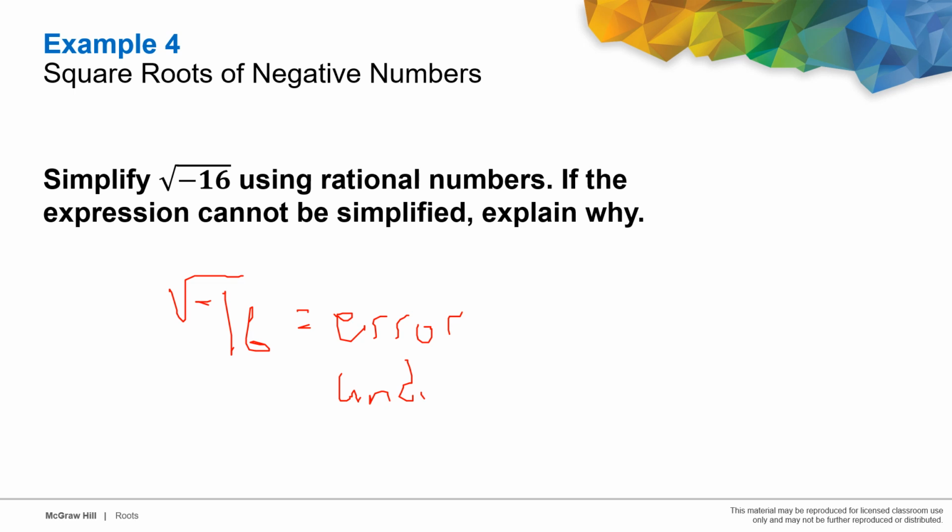A negative number times a negative number is positive. A positive number times a positive number is positive. The only way you can get a negative number through multiplication requires 2 separate numbers, so squaring is just not possible. So anytime you see that negative sign inside the radical, just know your answer is undefined or error.